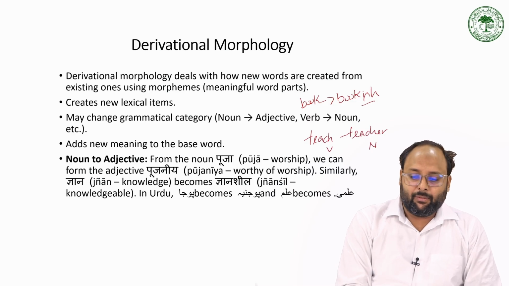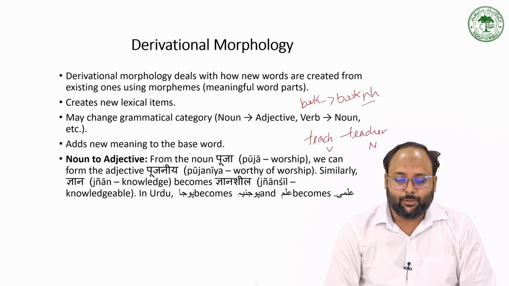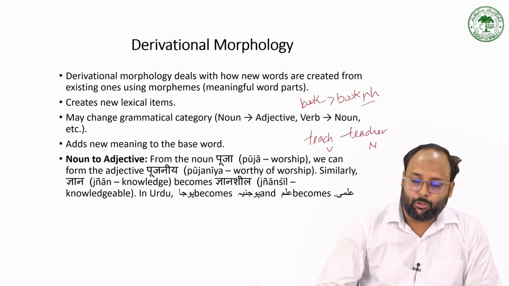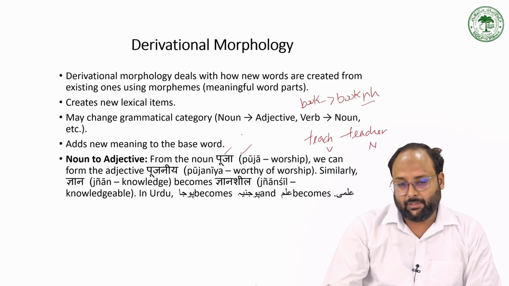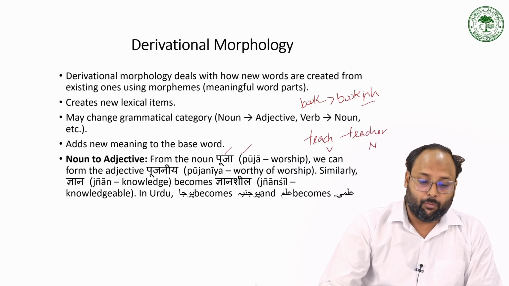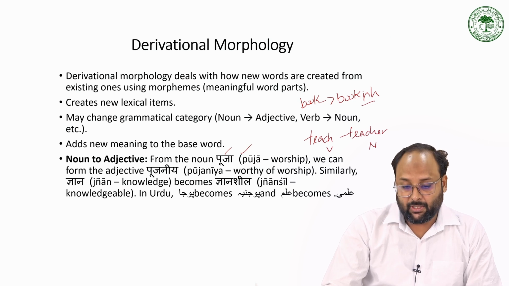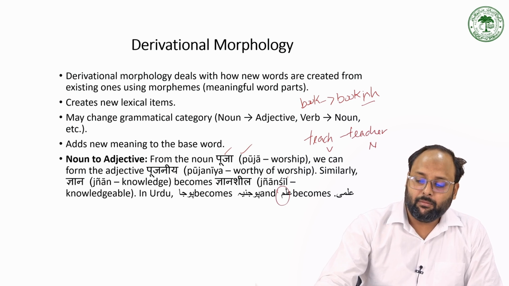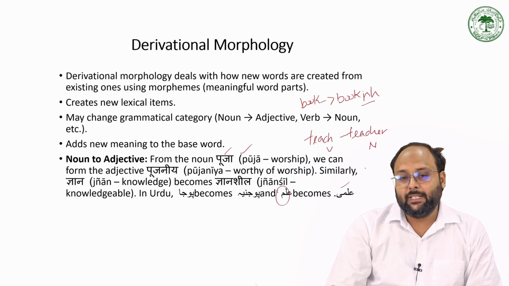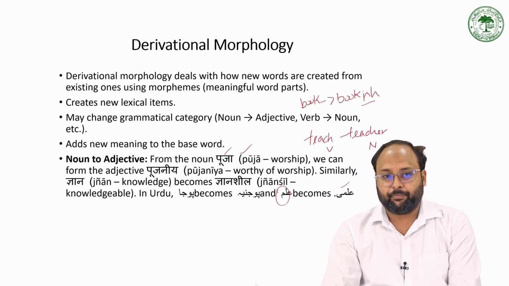Here is one example from noun to adjective. We have the noun puja, worship. It changes into pujani, which is the adjective. And from gyan to gyanshil. In Urdu, puja becomes pujaniye and ilm becomes ilmi. So that is the change from noun to adjective.